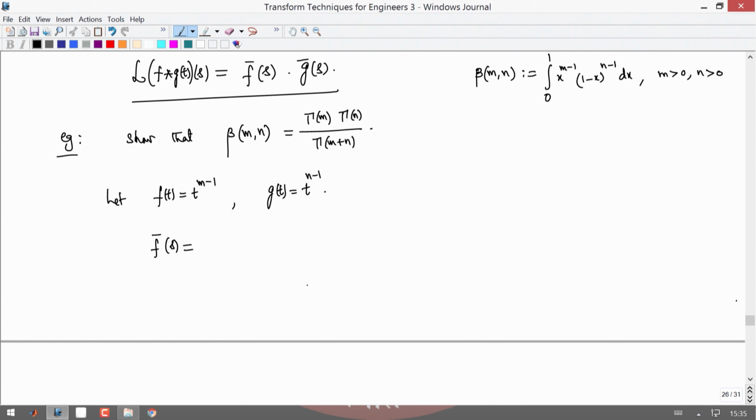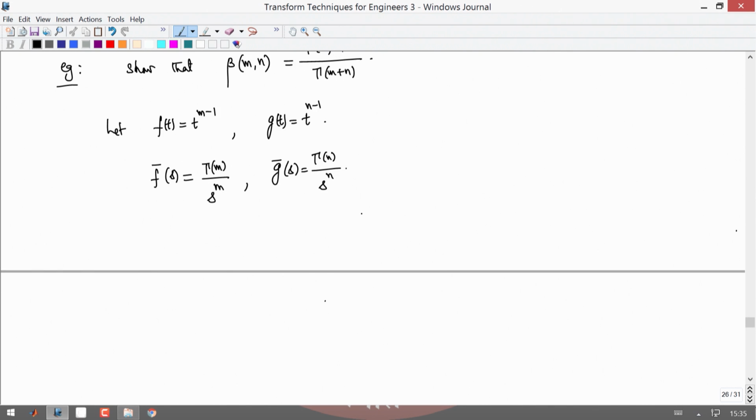F bar of s, we have already seen, if it is t power alpha, is going to be gamma alpha plus 1 divided by s power alpha plus 1. So, in the place of alpha you have m minus 1, so you have gamma m divided by s power m. Similarly, g bar of s is gamma n divided by s power n.